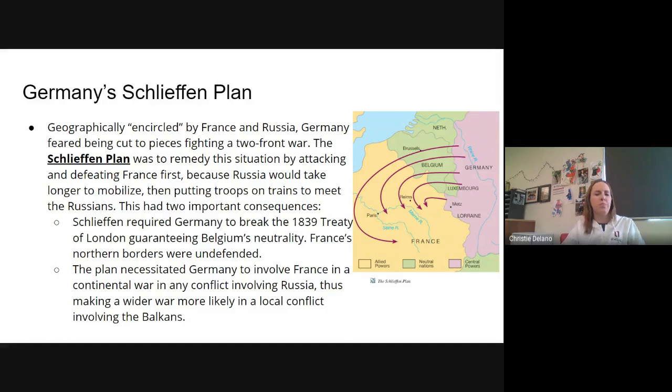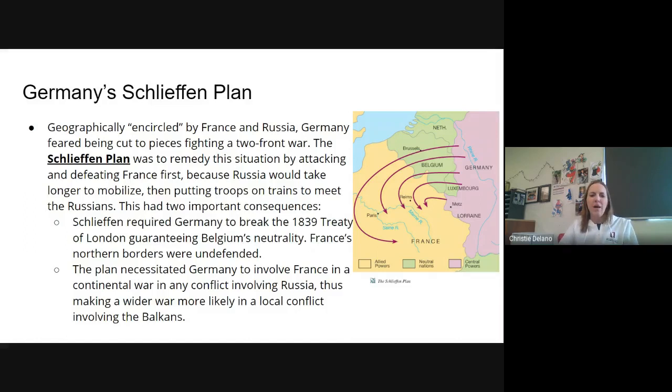They would defeat France first because they assumed, and what do you do if you assume? It's not good. They assumed that Russia would be slow to mobilize. And so they would go defeat France quickly, put all their troops and their materials on trains, ship them off to the Eastern Front, and then meet Russia at the eastern border. But this had two consequences, okay?